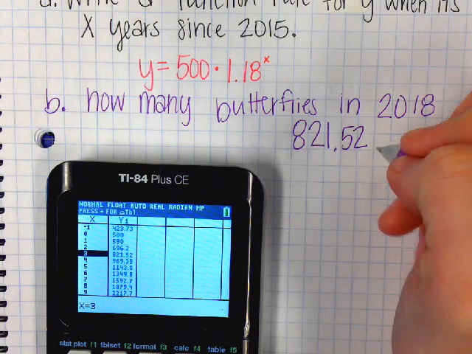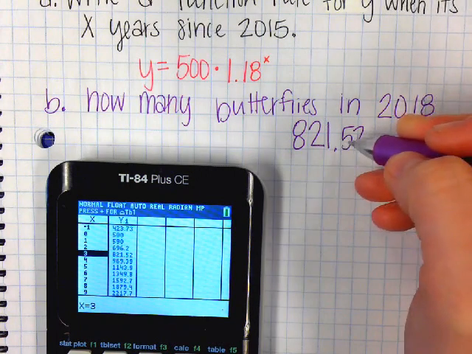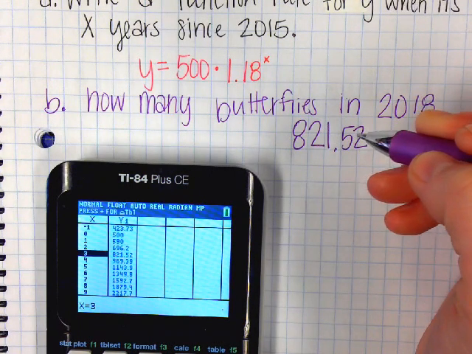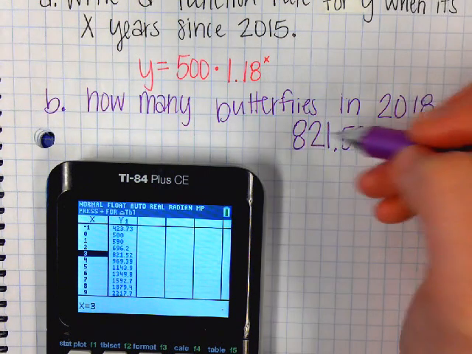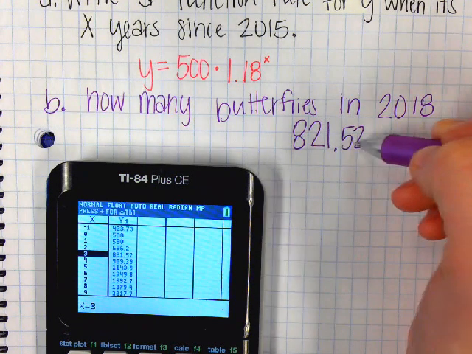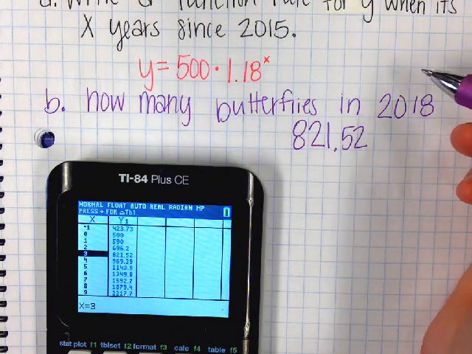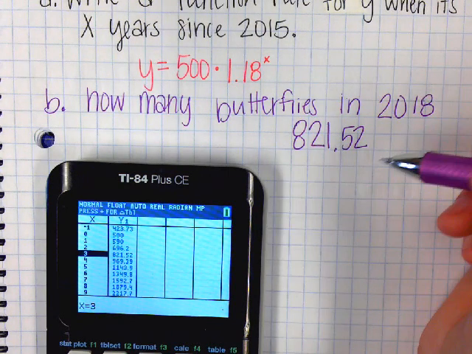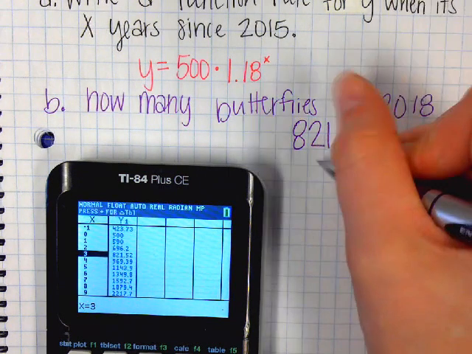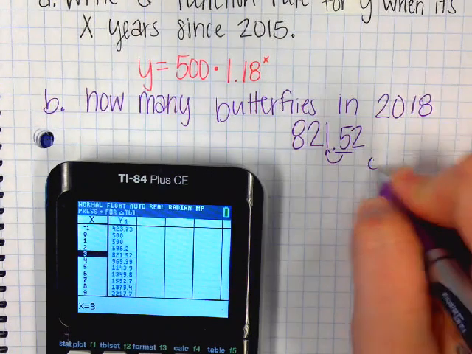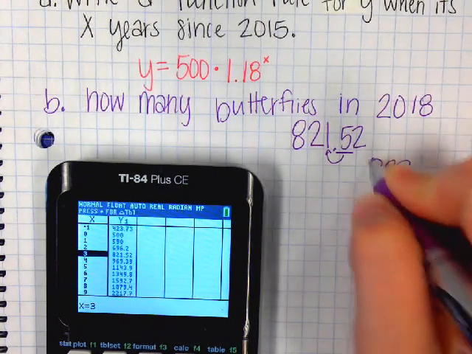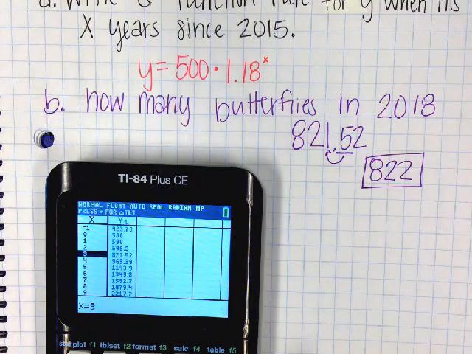Can you have 0.52 of a butterfly? No, so it says round on your assignment. It's going to keep saying something like round to the nearest whole number, because you can't have half of a butterfly. So what is 821.52? Does that round up to 822, or does it stay 821? It rounds up because of that 5, makes that 2 round up. So it would be 822 butterflies.